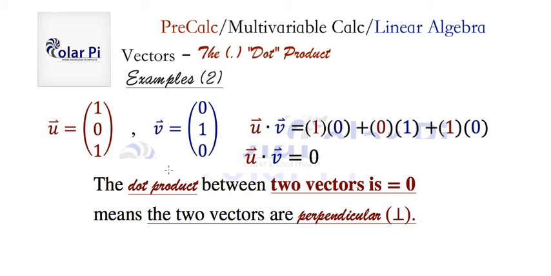We'll explain why the dot product between two vectors being 0 means that the two vectors are perpendicular in a different video. But for now, just take it as a fact, or draw this vector u and draw this vector v and visually convince yourself.